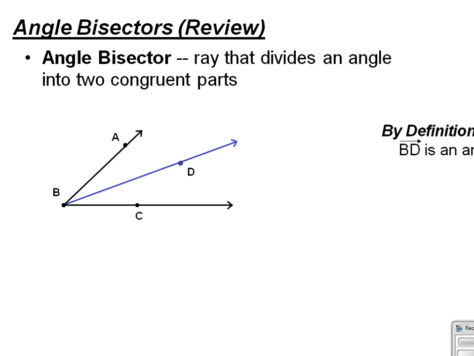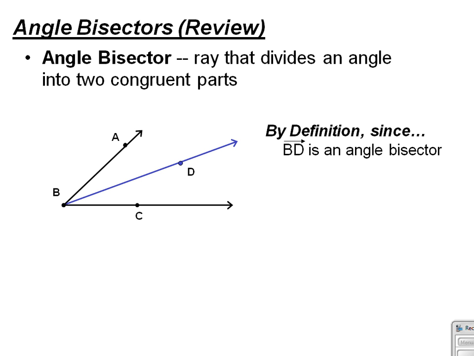So, for example, by definition, if BD is an angle bisector, then that means that angle ABD and angle DBC are congruent, that their measures are equal. So when given an angle, again say angle ABC, if there is a ray that divides that angle into two congruent halves, that ray is an angle bisector.